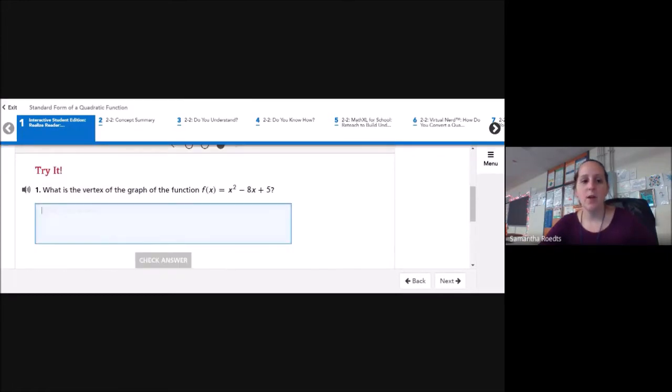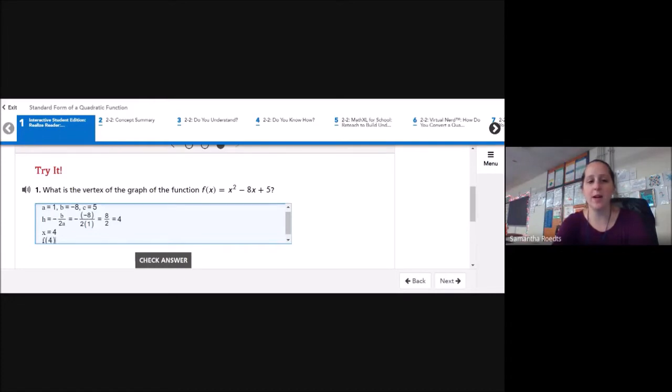All right, so let's try it out. What's the vertex of the graph of the function f of x equals x squared minus 8x plus 5? So I want to identify the coefficients. a is 1, b is negative 8, c is 5. I want to solve for h. So h is negative b over 2a, which is negative negative 8 over 2 times 1, which equals 8 over 2, which simplifies to 4. So my x value is 4.